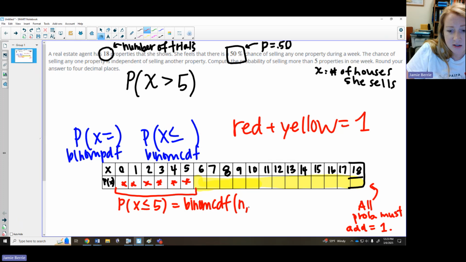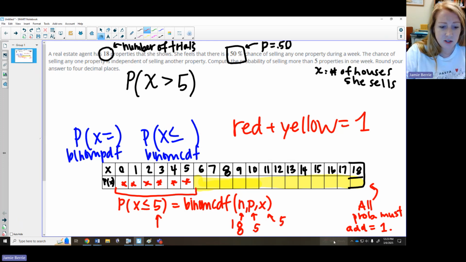All right, so remember it's n comma p comma x. N is the number of trials, that's 18. P is the probability of success, that's 0.5. And x is our x value, that's right here, that's 5.